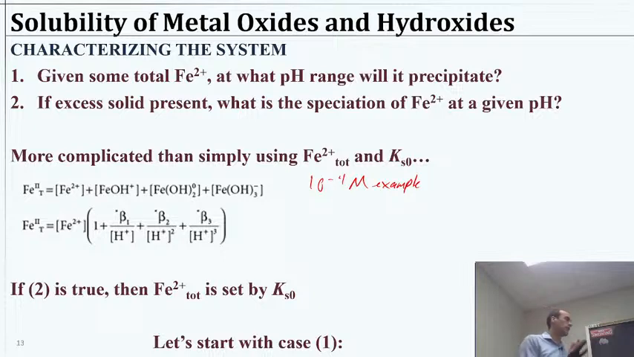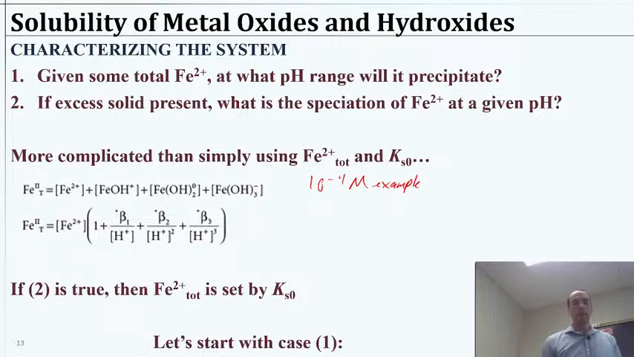We're going to take a look at that in a moment. I'll just make a note that if the second case is true, then of course the total iron in solution will be set by the solubility product overall, because we know we're at equilibrium with the solid phase. So the total will be set, and then we can look across different pHs to see what portion of that total is in one form or the other.